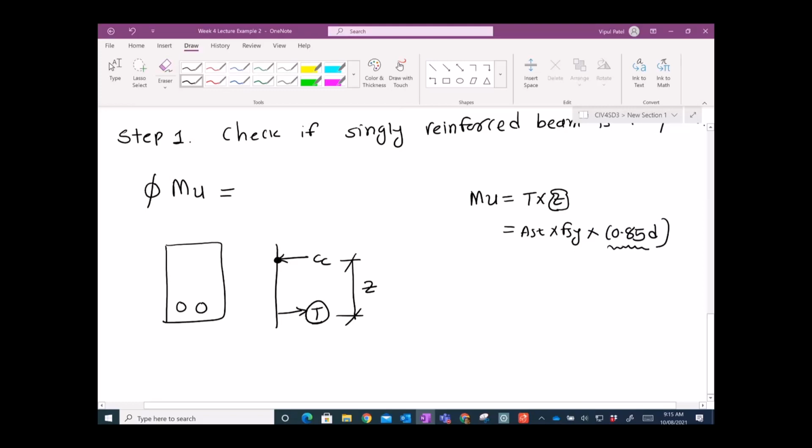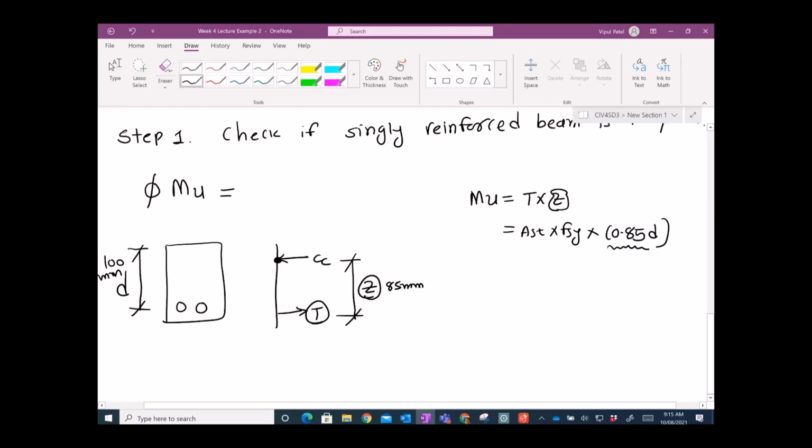So let's say you have 0.85D. This is a lever arm. So basically, depth D is here. It says that if you have 100 millimeters of depth D, you have this 85 millimeters. That's what it says, right? So you take 85% of your D, that is your lever arm.